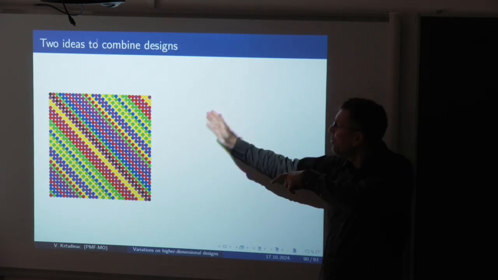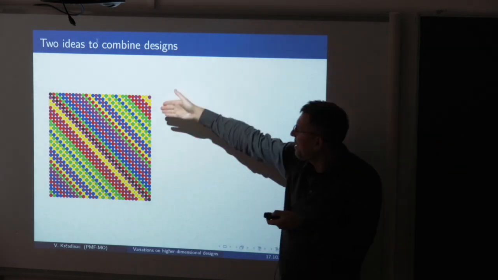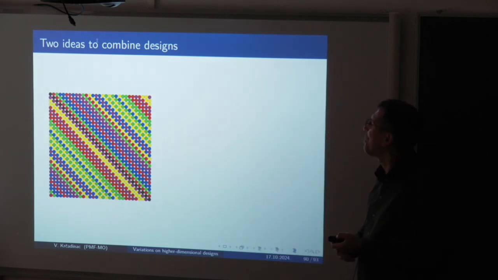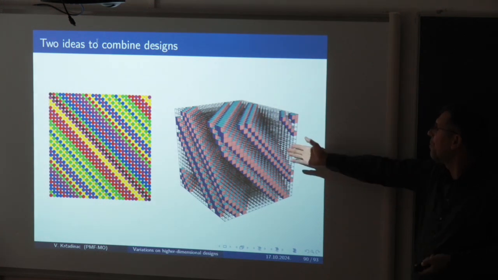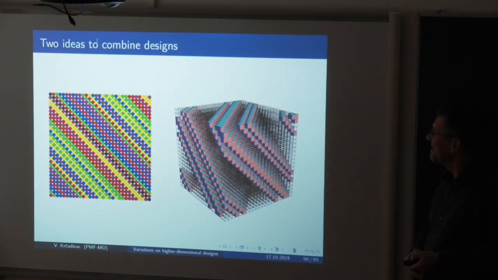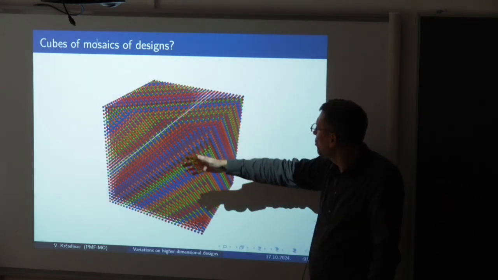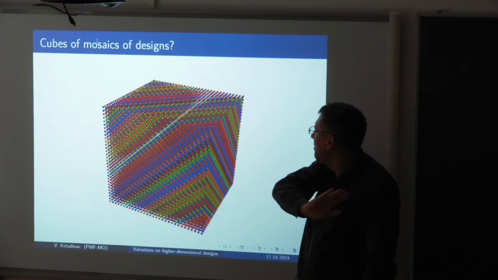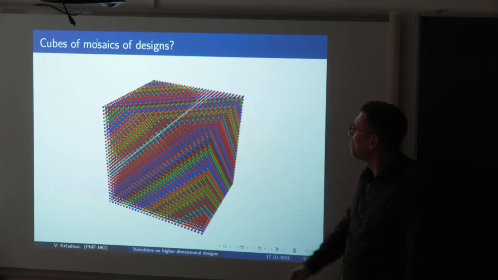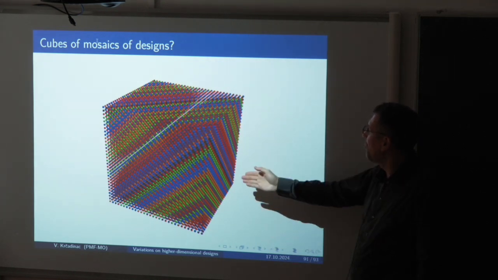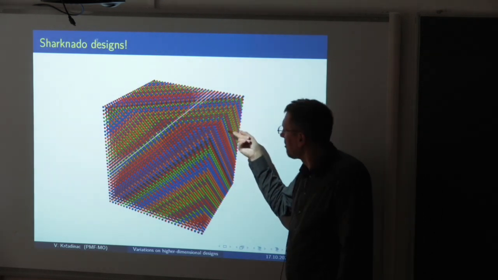Anyway, now we have two ideas to combine for symmetric designs. One is you make mosaics. This is a mosaic of projective planes of order 5, and it was made from difference sets. But from a difference set, you can also make a cube of projective planes of order 5. Now you can combine this, and you can make such a colorful cube, which is completely filled with colors, in such a way that whenever you take a slice in any direction, you are going to get a mosaic of these projective planes. I don't even know what to call this. Maybe cubes of mosaics of designs, or Sharknado designs would be a good name for this.